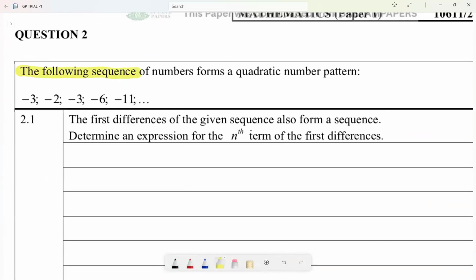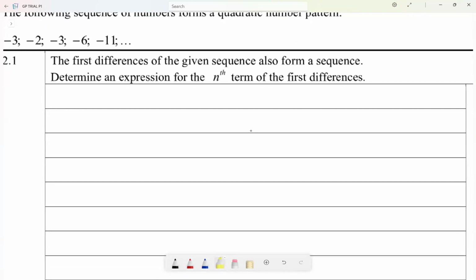The following sequence of numbers forms a quadratic number pattern. So we are told that it forms a quadratic number pattern. What do we know about the number pattern? The first difference is not constant. The first difference forms a linear pattern, and the second difference is the one that is constant. So 2.1 says the first difference of the given sequence also forms a sequence. That is true. Remember, when you have a quadratic pattern, the first differences form a linear pattern, and the second difference is the one that is constant.